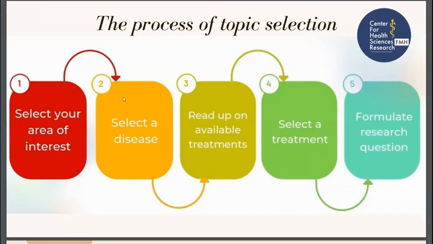We have chosen our area of interest, which is cardiology. We have chosen our disease, which is myocardial infarction. So the third step would be read up on available treatments. So we have studied that for myocardial infarction there are mainly 3 to 4 treatments, of which number 1 is morphine. We use morphine so that the blockage of arteries in the heart goes away.